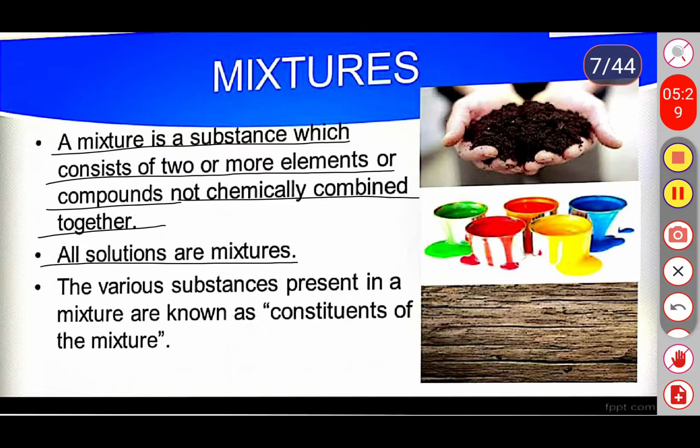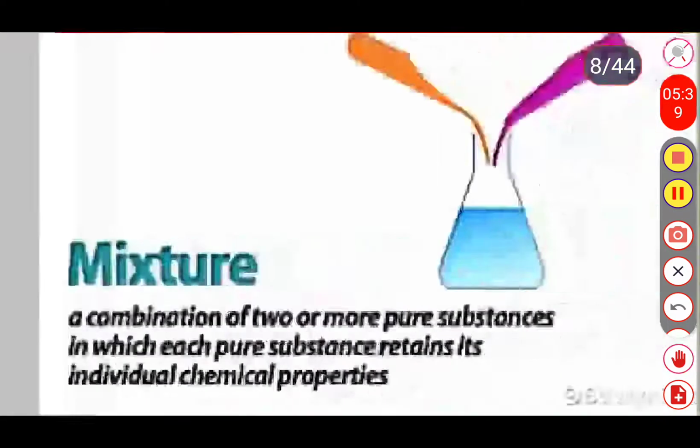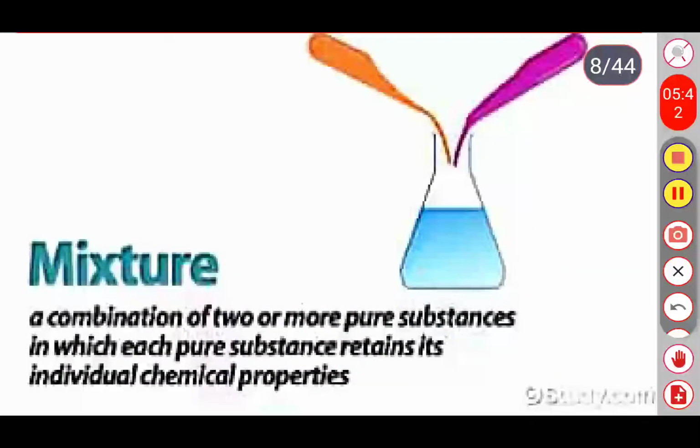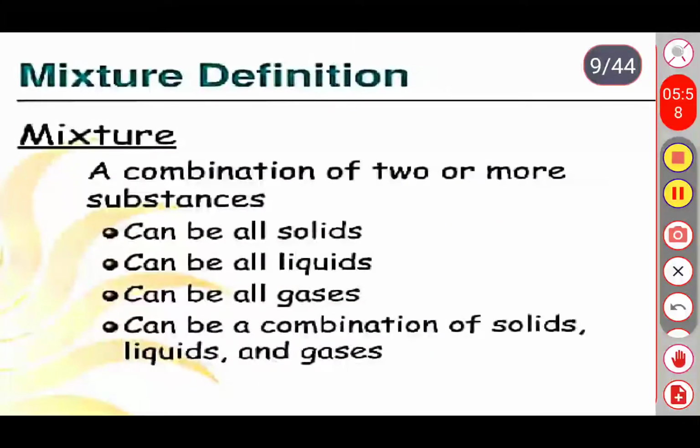The various substances present in a mixture are known as the constituents of the mixture. See here, one more definition is given. A mixture is a combination of two or more substances in which each pure substance retains its individual chemical properties.